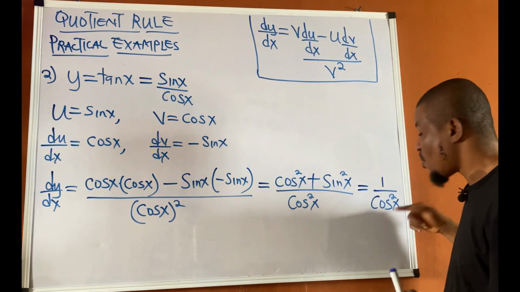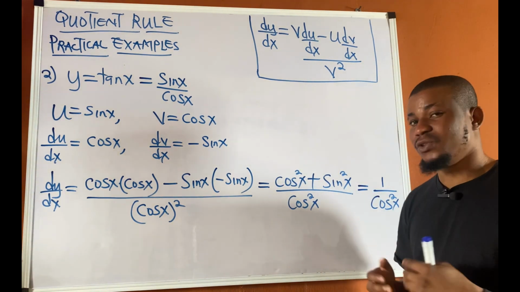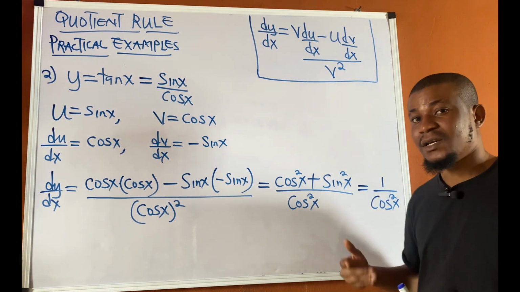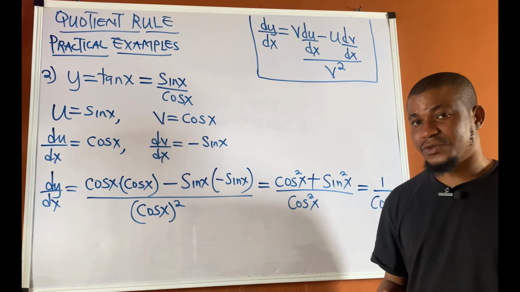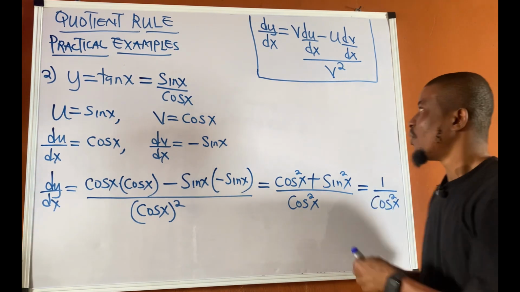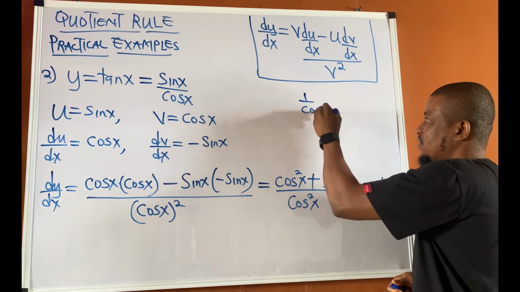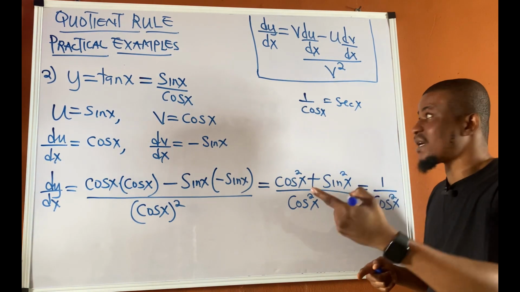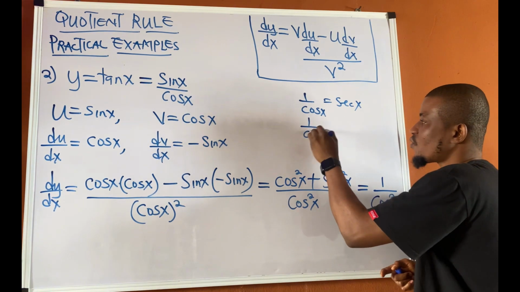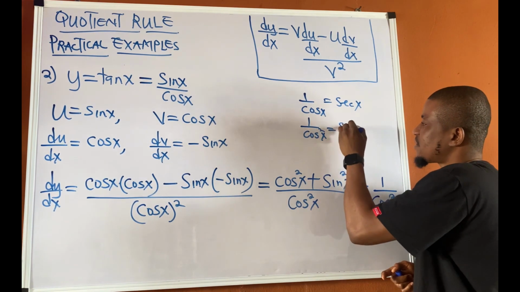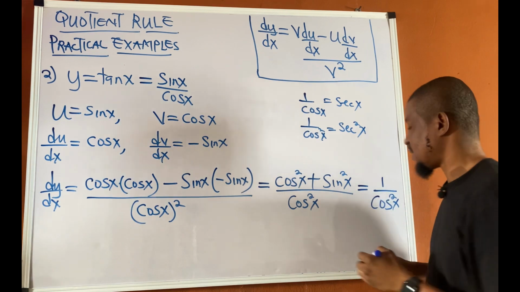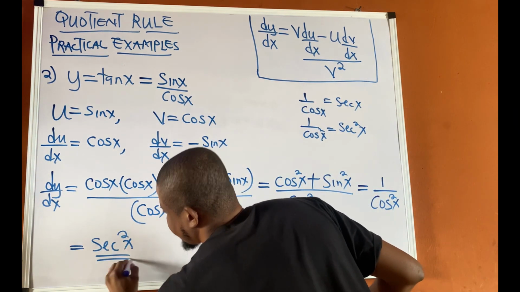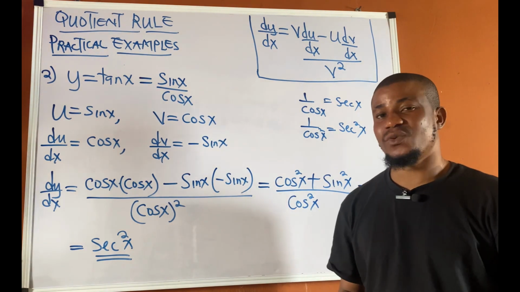Now, 1 over cos x as we know is sec x, right? Now, that means 1 over cos squared x will be sec squared x. Remember, 1 upon cos x is equal to sec x, right? So 1 upon cos squared x will be sec squared x. Alright, and so this will give us sec squared x, and this will be our dy dx.